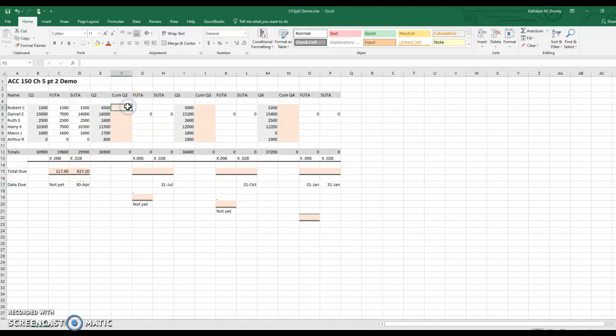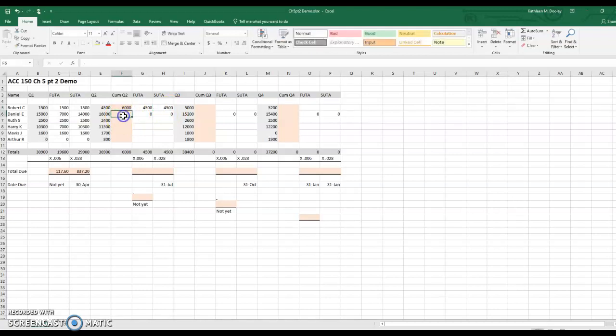Okay, let's go to the second quarter. And we have the ending cumulative. So we're going to add the quarter 1 plus the quarter 2. So here we have 6,000. Since the 6,000 is still well below the FUTA maximum or SUTA maximum, the whole 4,500 is going to be taxable for both FUTA and SUTA.